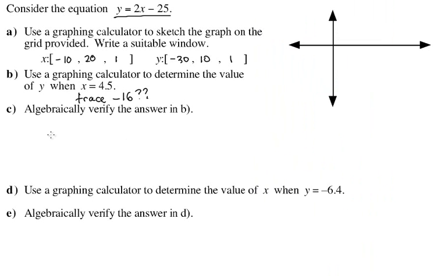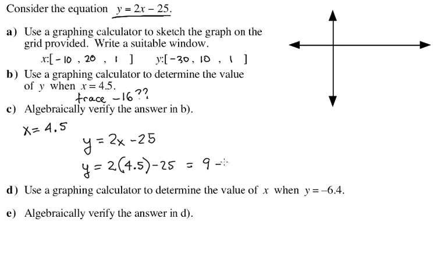Algebraically verify it, they say. Well, if we know x is 4.5, we don't really need the calculator. We can do this. This equation says y is 2x minus 25. So our y value is 2 times, they said x is 4.5, minus 25. 2 times 4.5 is 9, minus 25. And lo and behold, that does give us minus 16. So we can do this as well as the calculator can, we just aren't quite as fast.